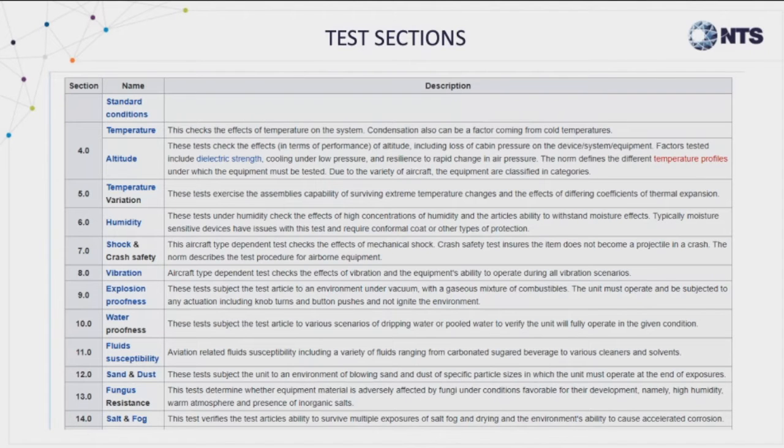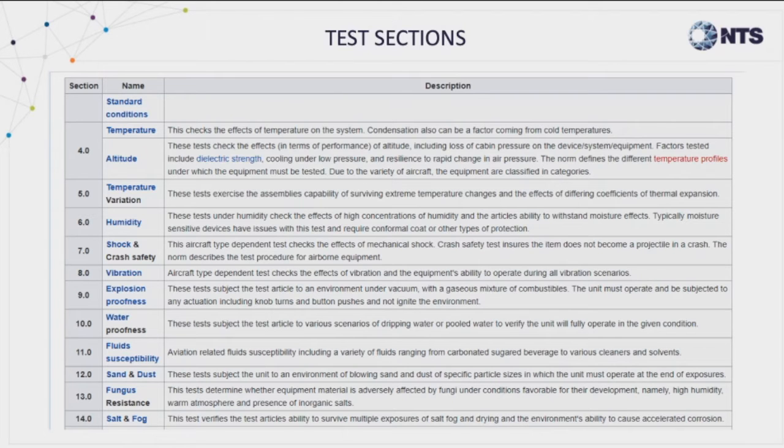Shock, crash safety. This is again how it's going to handle mechanical shock, any kind of impulse to the airframe. Does it break loose and become a projectile? Does it start to tear apart the rest of the airplane as it breaks loose in those environments?